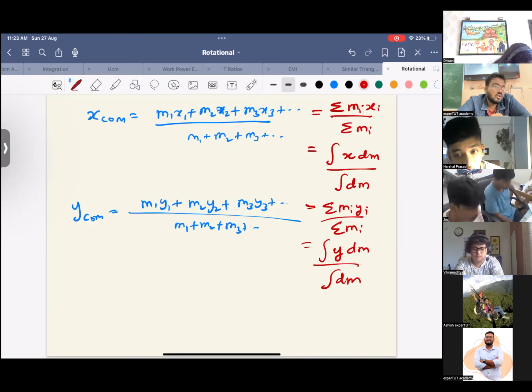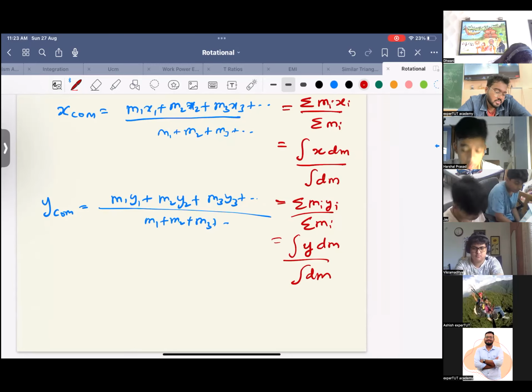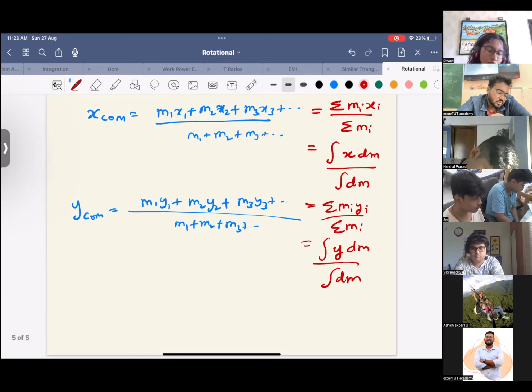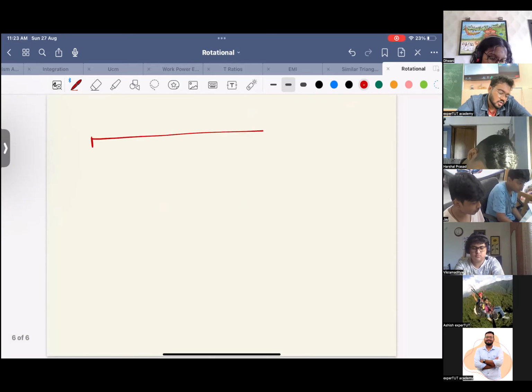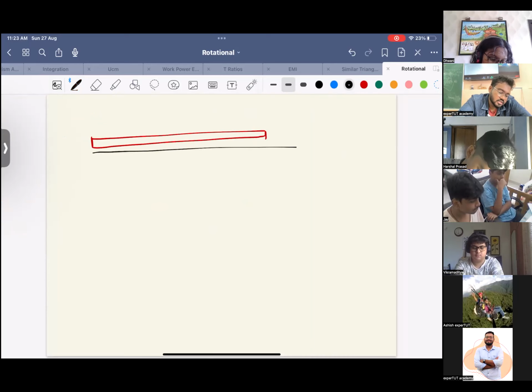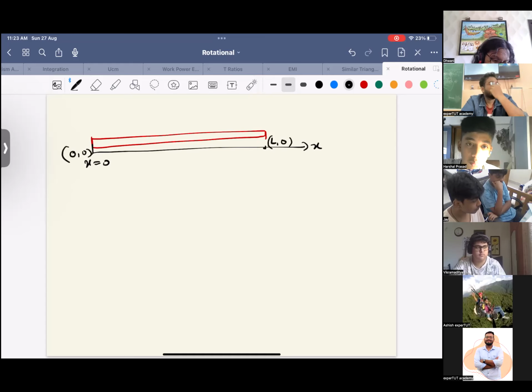Look, what is the meaning of this equation? Suppose there is a rod lying on the x-axis. This is the x-axis. This point is x equal to 0. The length of the rod is L. So this coordinate is L comma 0. This coordinate is 0 comma 0. And the one-dimensional rod has mass m. How do you determine the center of mass?